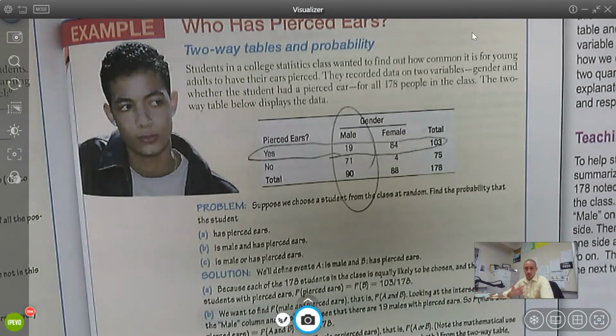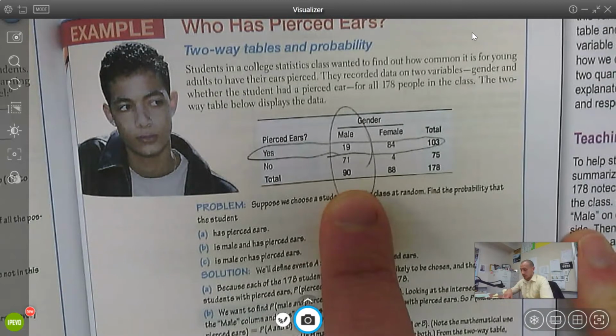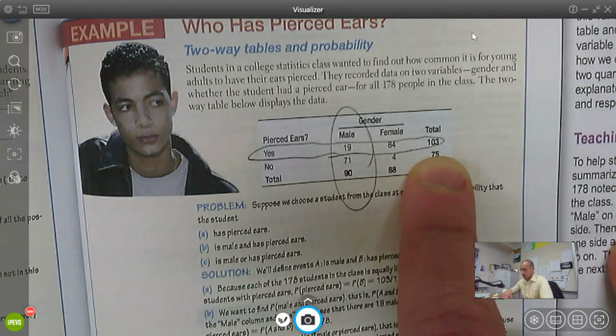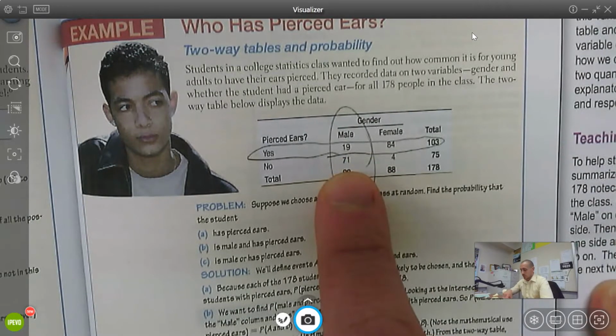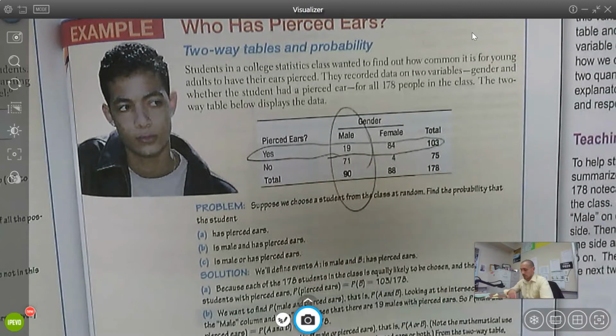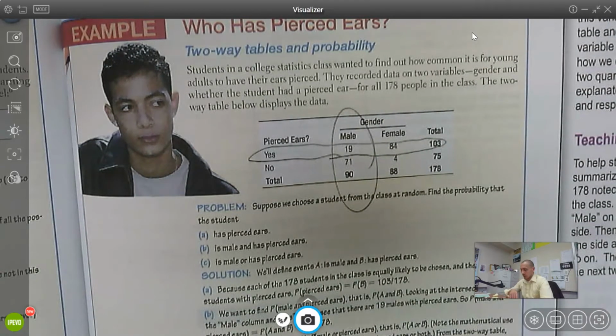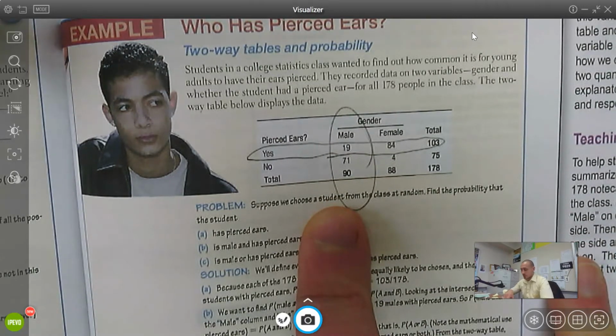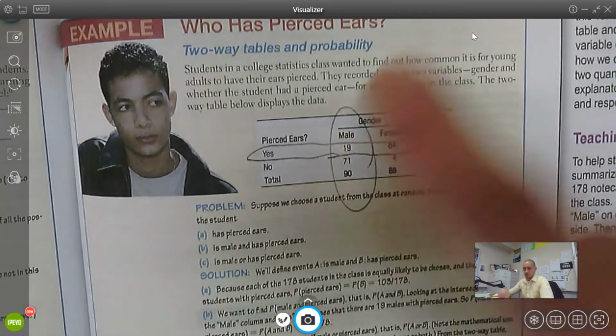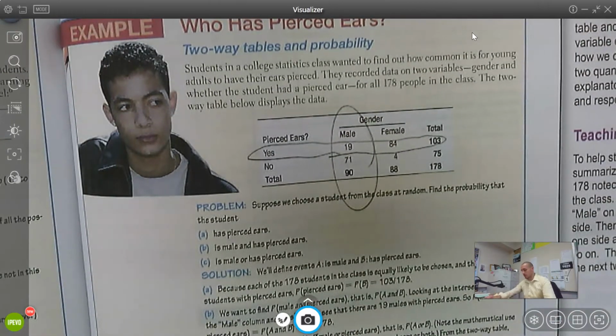So here, a couple ways we can do this. I could do the 90 plus the 103 minus the 19, because those 19 students are being double counted. Or I can do the 71 plus the 19 plus the 84 to get that, which is 90 and 84, 174 divided by 178. That's that general addition rule, if you add the totals and subtract the overlap, that you learned in Algebra 2.